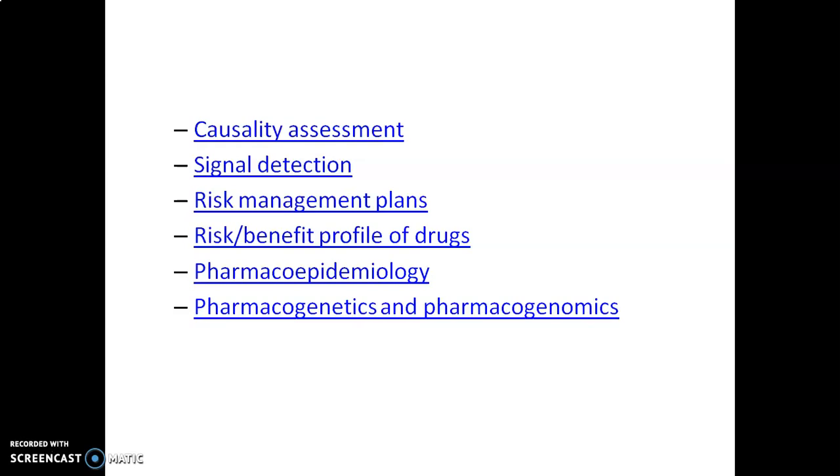Very recently in the previous slide we have seen the risk management plans. They are going to check the risk benefit profile of the drug, whether benefit is more or risk is more; if the risk is more, such drugs won't be used. And pharmacoepidemiological studies they are going to conduct in the post-marketing sessions in order to check the safety. And pharmacogenetics and pharmacogenomic studies, because the drug may interfere at the genetic level and some manipulations in the genes can happen, such studies will be carried out.